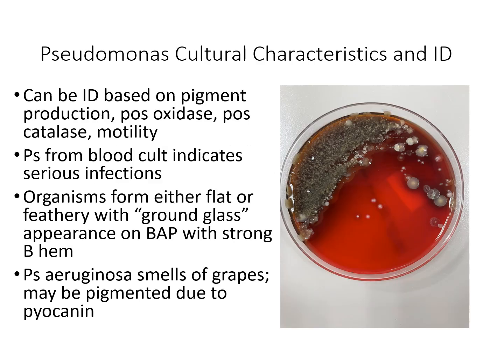For laboratory identification for Pseudomonas, you would see pigment production, notably that pyocyanin, which is that blue-green pigment. It is oxidase positive, catalase positive. It is motile by that single polar flagellum. And as far as the colony characteristics, on blood agar plates, colonies may appear flat or feathery with a distinct ground glass texture. It will often show strong beta hemolysis as well. For clinical significance, the presence of Pseudomonas aeruginosa in blood culture can indicate a serious systemic infection. Cultures may produce a distinctive grape-like odor.